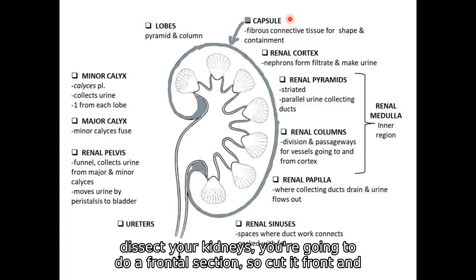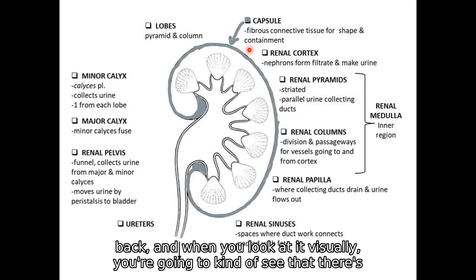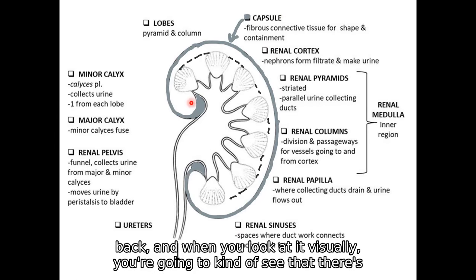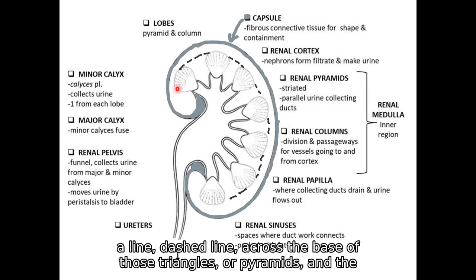So when you dissect your kidneys, you're going to do a frontal section. So cut it front and back. And when you look at it visually, you're going to see that there are two layers to it. There's this outer layer right here. Drawing a dashed line across the base of those triangles or pyramids.